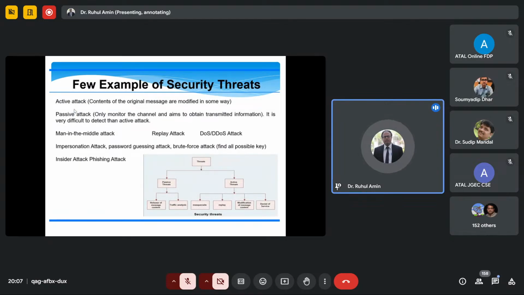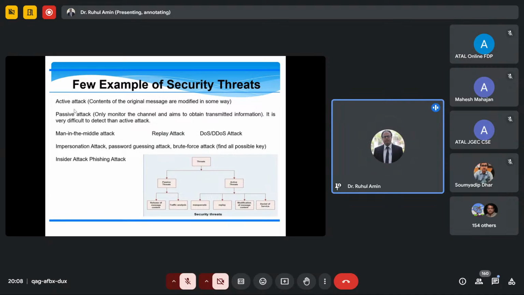As a few examples, if you categorize security threats, we get two types: active attack and passive attack. In case of active attack, the attacker will try to modify the messages you are sending from Alice to Bob, or sender to receiver. In case of passive attack, it only monitors the channel and gets the information, but it will not modify the message.